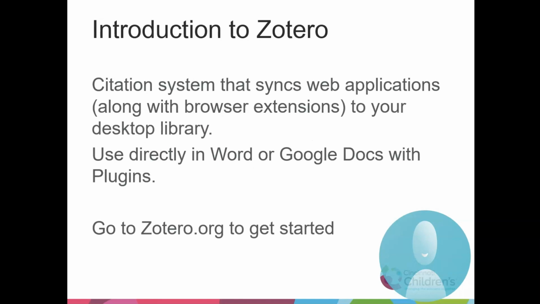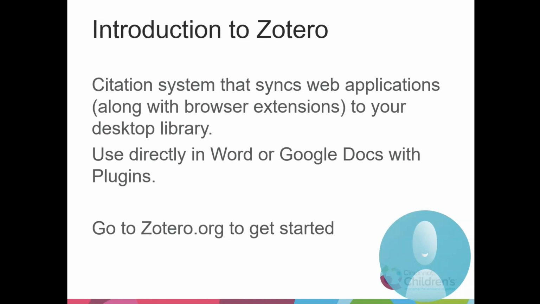Let's focus a little bit more on how Zotero can help with your research. Zotero is a system that syncs web applications with browser extensions to your desktop library, all of which you can then use directly within Word or Google Docs as plugins to create in-text citations and in bibliographies. Through Zotero, you can prioritize your sources through a file system in your libraries and also through shared group libraries.